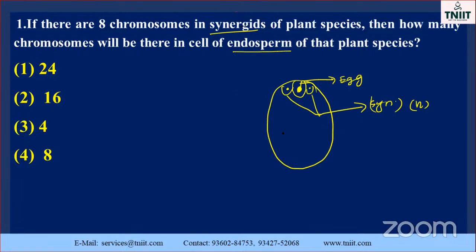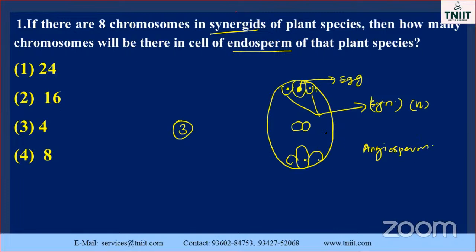So 2 synergid cells are there, and also the endosperm, so 3 cells are there. The center, on our board, has the polar nucleus. On the opposite side there are the antipodal cells. This is the mature embryo sac in angiosperms.